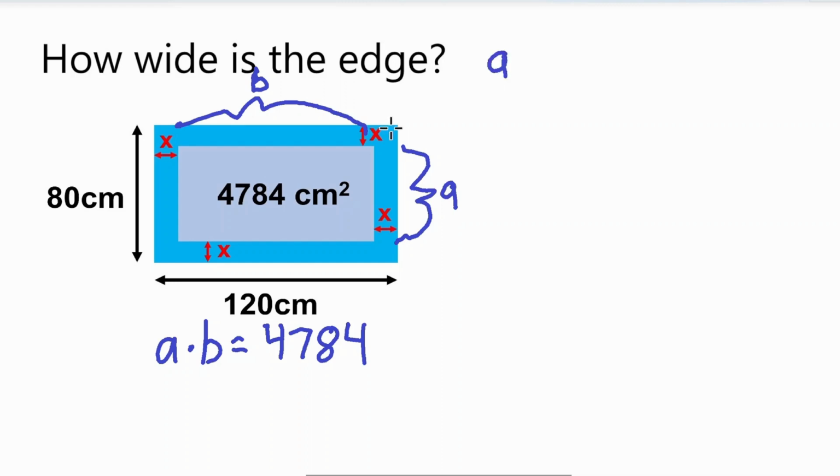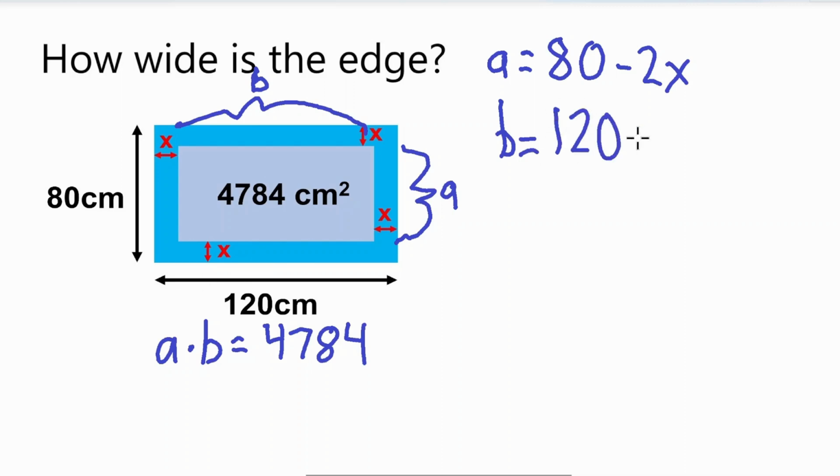So A is this 80 centimeter length subtracted by this width here and this width here, and each width has a length of x, which means that the total length of A is going to be this 80 minus the 2x's. So 80 minus 2x. And then the B, same thing for the B. It has a length of 120 minus the length of the 2x's here.